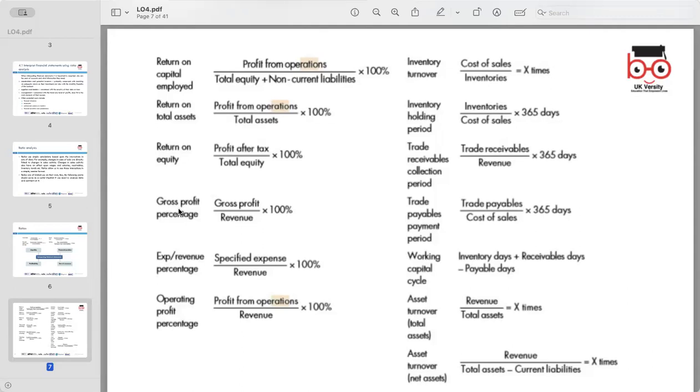Then expense revenue percentage. This ratio assesses the proportion of specified expenses relative to revenue. It is calculated by dividing the specified expenses by revenue and multiplying the result by 100%.